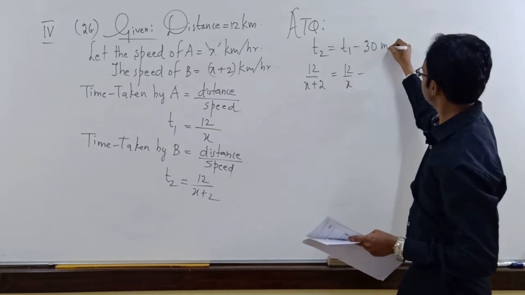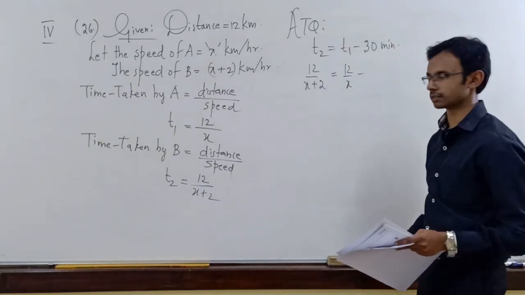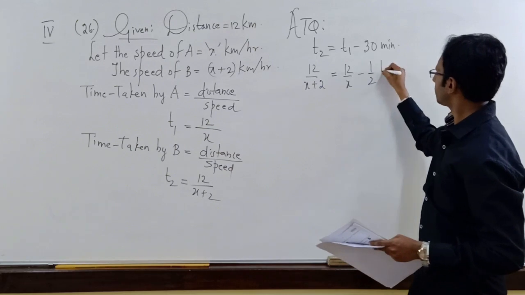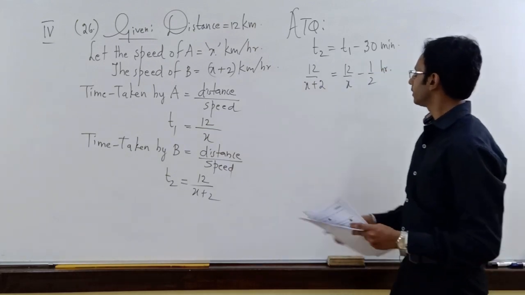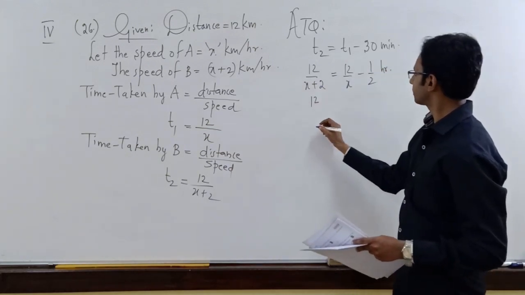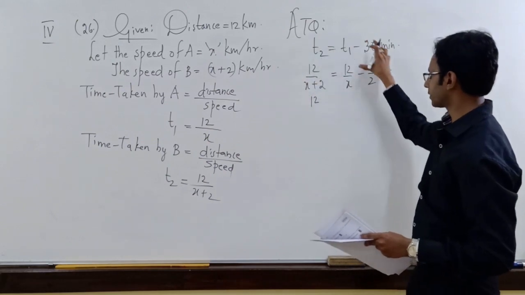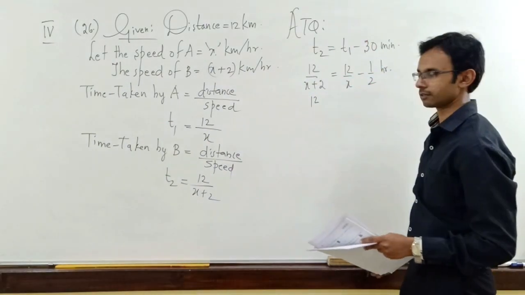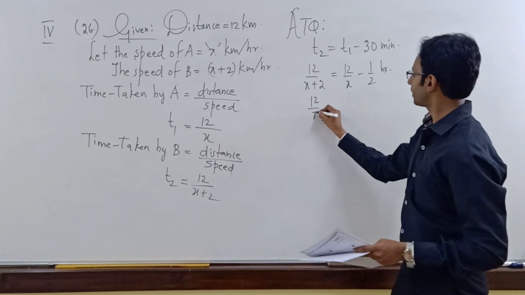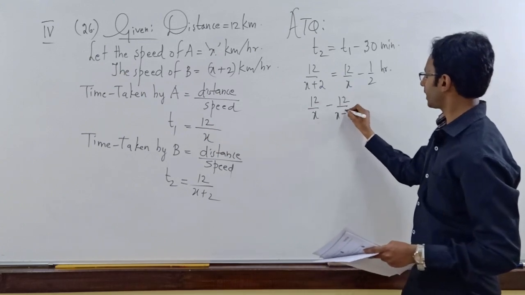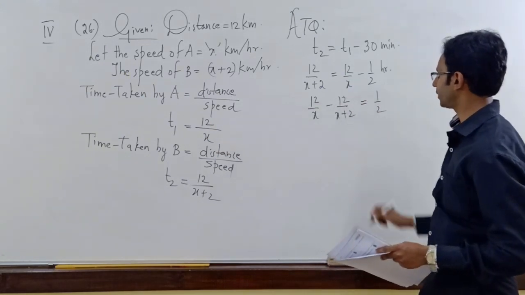But this is 30 minutes. Let us convert these minutes into hours. It will be half an hour. To simplify this, we'll shift this 12 divided by x plus 2 to the other side and transpose this minus half to the other side. So 12 divided by x minus 12 divided by x plus 2 is equal to 1 by 2.